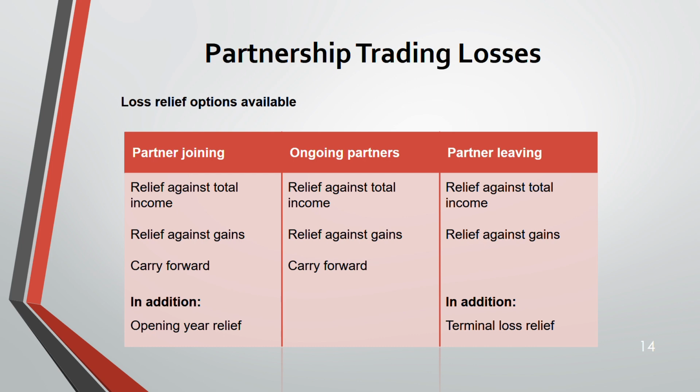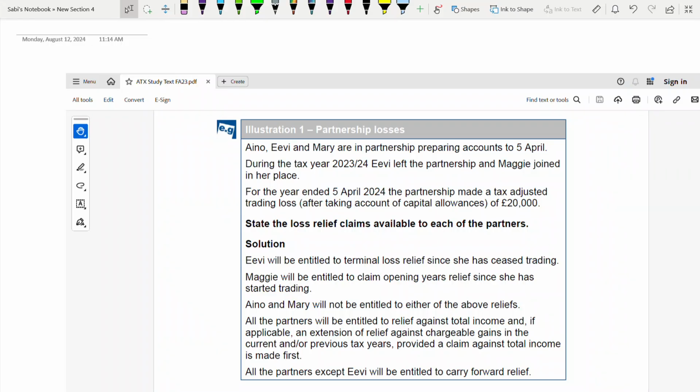Okay. Now let us do a small question on these reliefs. Illustration 1, partnership losses. Here you have three partners, and Evie leaves the partnership, Maggie joins in her place, and they have made a tax adjusted trading loss of 20,000. State the loss relief available for each partner. Always start with the partners who are leaving and joining. It's easier. So first we'll start with Evie.